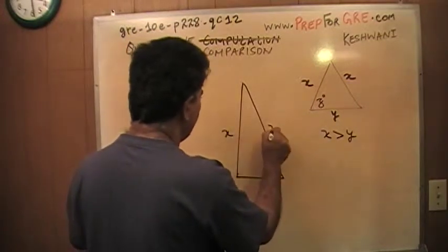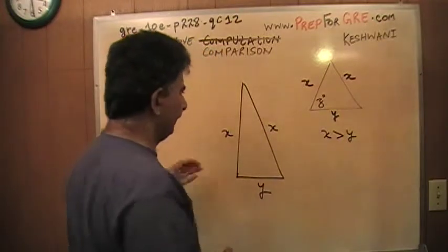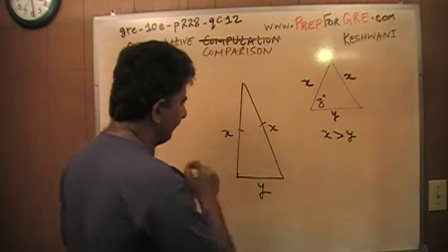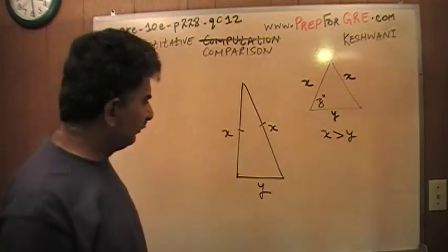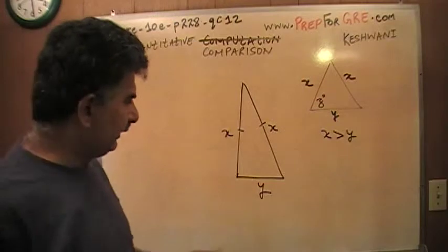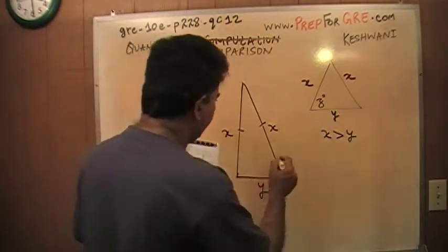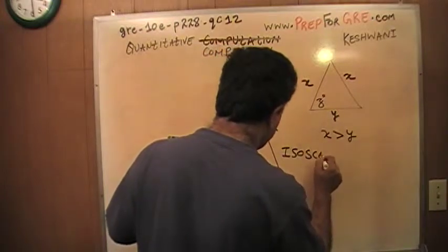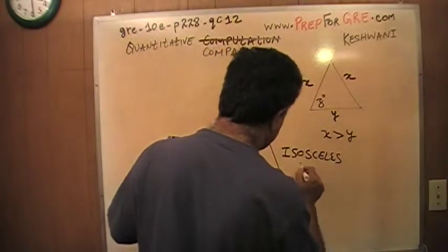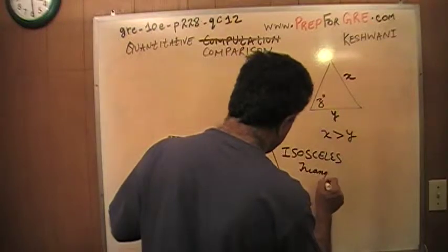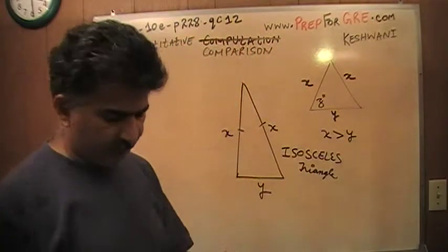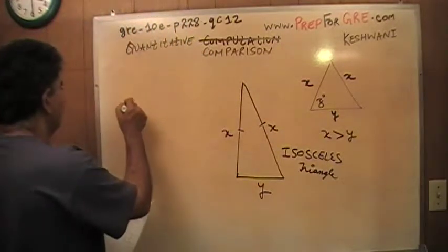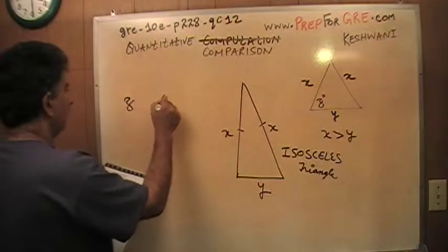Here is my X. And here is my Y. As you can see, X is more than Y. Now, since this is X and this is X, these two sides are equal. And when two sides of a triangle are equal, the triangle is referred to as an isosceles triangle, which is what we're dealing with here. They want us to compare Z with 60.